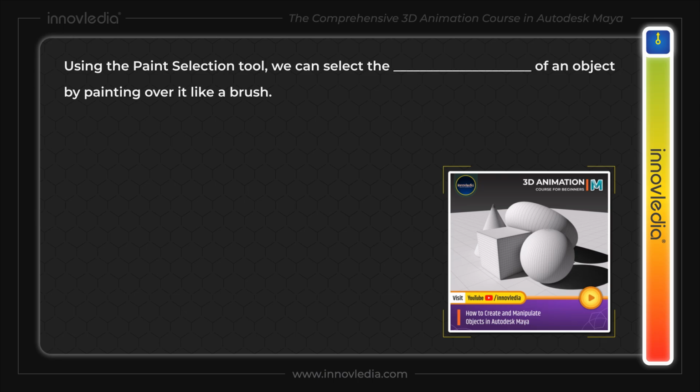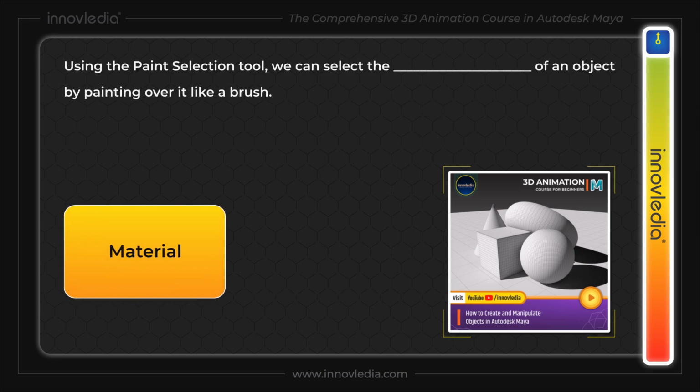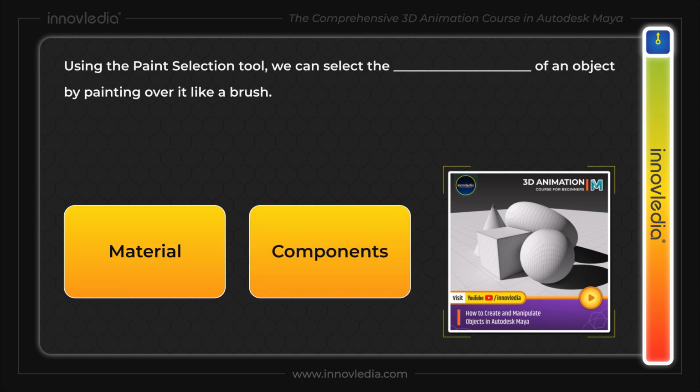Using the Paint Selection tool, we can select the dash of an object by painting over it like a brush. The options are Material, Components. Your time starts now. And the correct answer is Components.